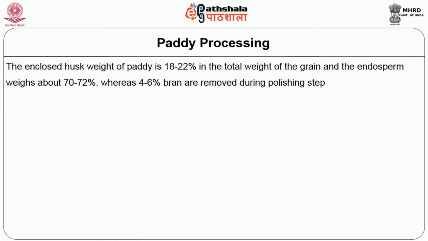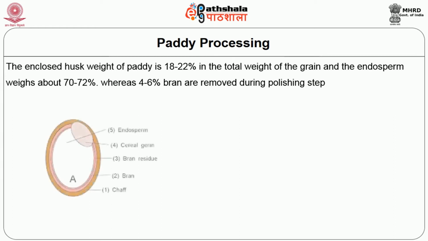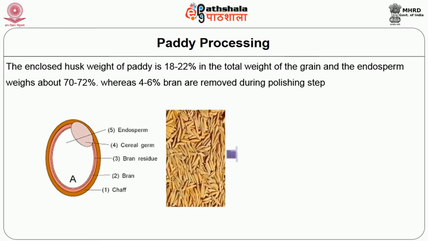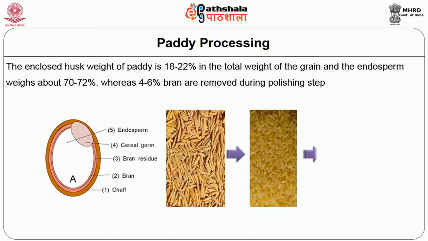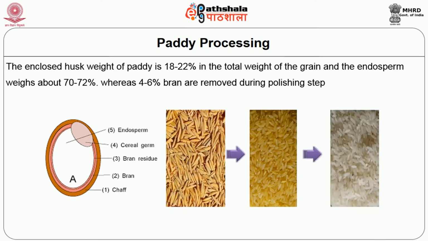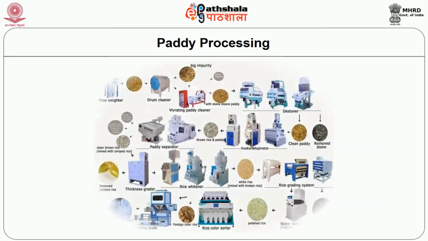The enclosed husk weight of the paddy is 18 to 22% of the total weight of the grain, and the endosperm weighs about 70 to 72%, whereas 4 to 6% bran is removed during the polishing step. What happens during the paddy milling process is given in the animation.